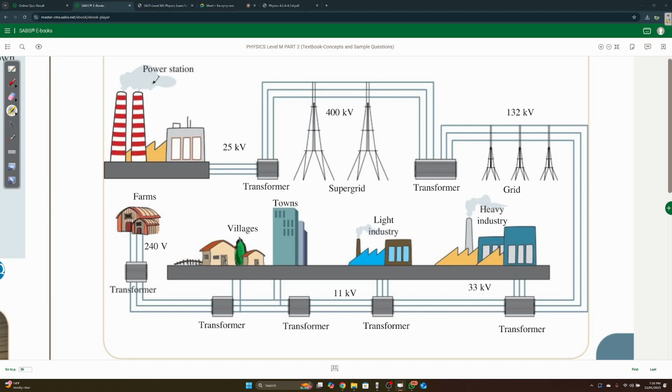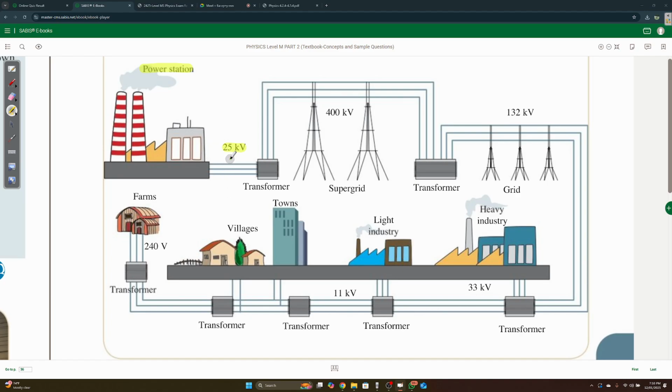How it starts is everything starts over here where they produce the power, in the power station. Let me make this bigger. In the power station, it starts at 25 kilovolts. That's the potential difference.